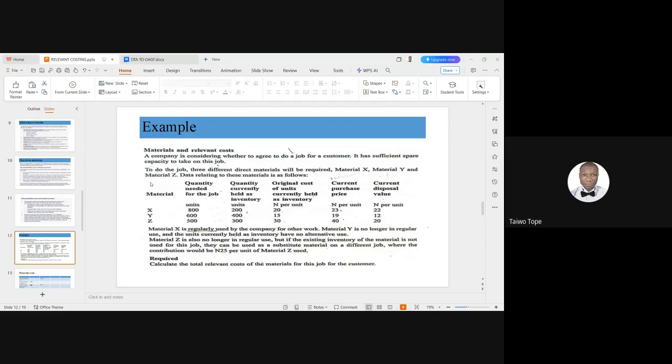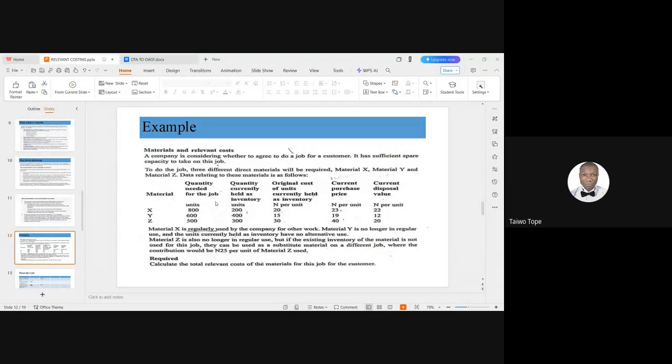Looking at this question, you have to make a decision. You have 3 materials required for a job. For each material, you have the quantity needed for the job. You need 800 units of material X, 600 units of material Y, and 500 units of material Z. In relation to the quantity currently held as inventory, you have 200 units, 400 units, and 300 units.